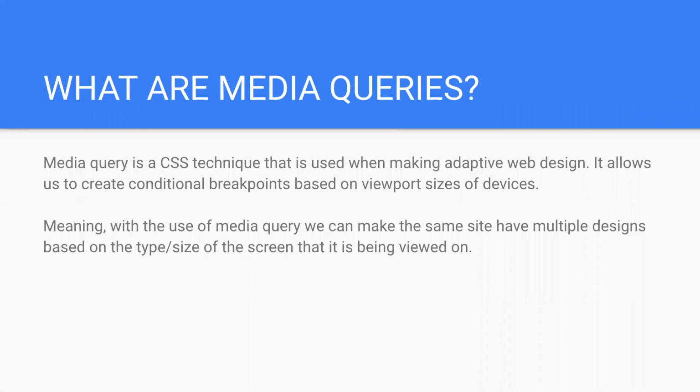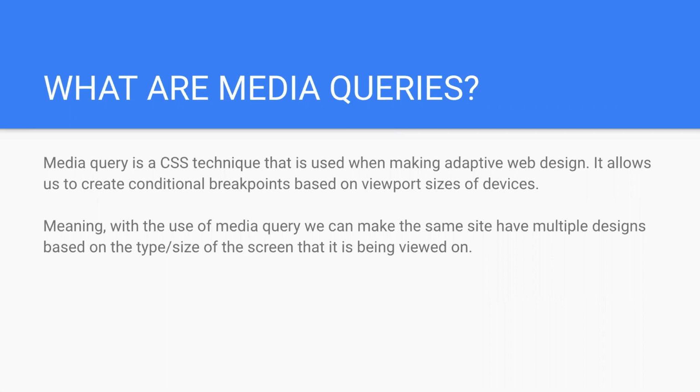So what are media queries? Media queries is a CSS technique that is used when making adaptive web design. What it does is it allows us to create conditional breakpoints based on the viewport sizes of devices. Meaning, with the use of media queries, we can make the same site have multiple designs based on the type or the size of the screen that it is being viewed on.